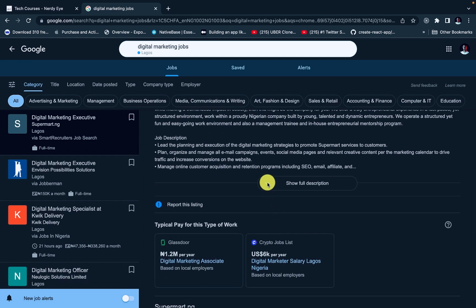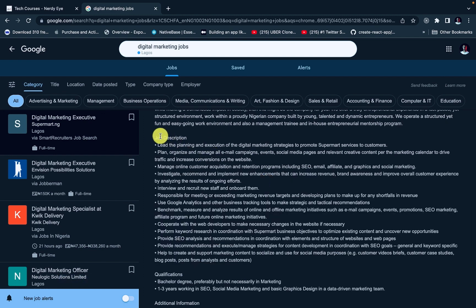So let's take a look at the job description and see what they're looking out for, right? This particular job description is saying: lead the planning and execution of digital marketing strategies to promote supermarket services to customers; plan, organize, and manage all email campaigns, events, social media pages, and relevant creatives; manage online customer acquisition and retention programs, including SEO, email, affiliates, graphics, and social media marketing; interview and recruit new staff on board; and be responsible for marketing and exceeding marketing revenue targets. So these are some of the things that you're looking out for.